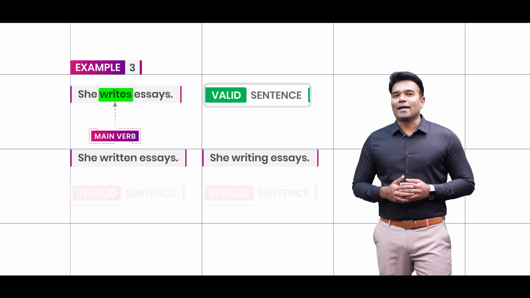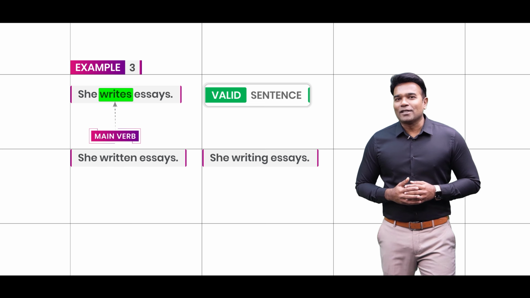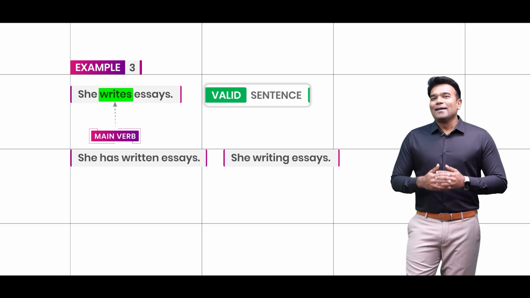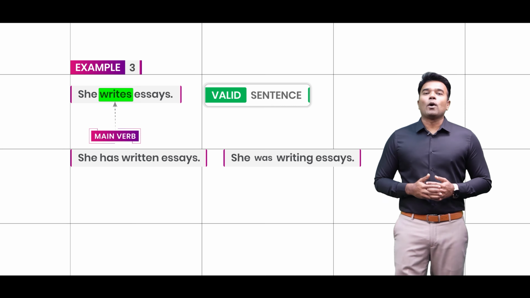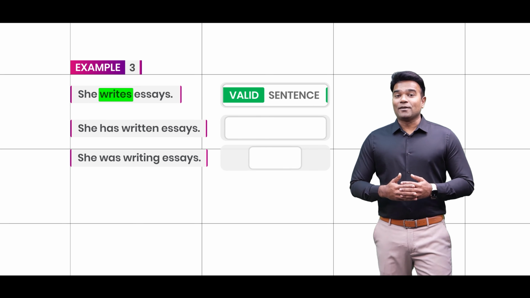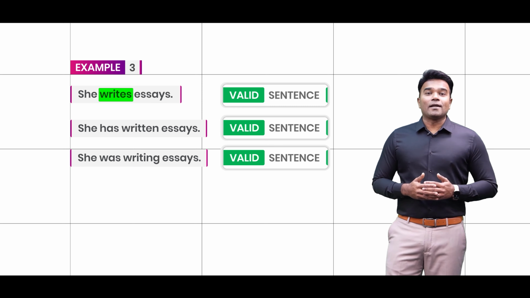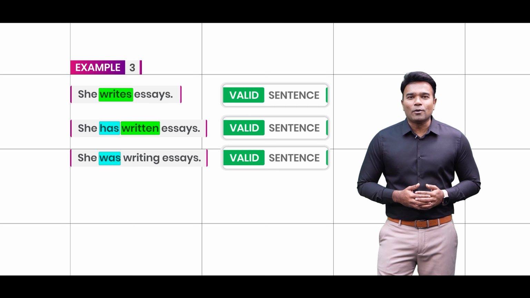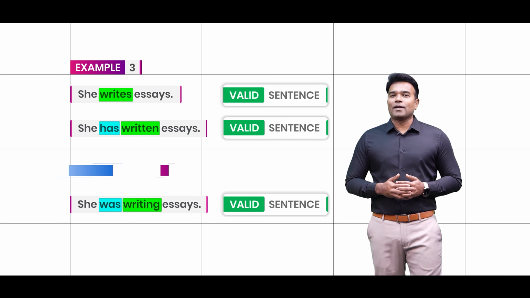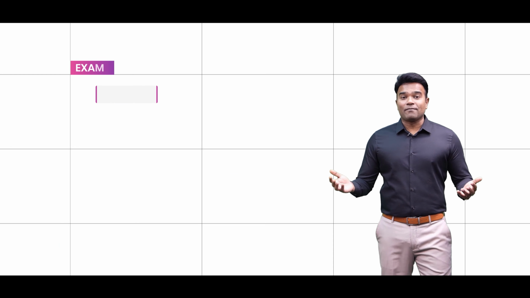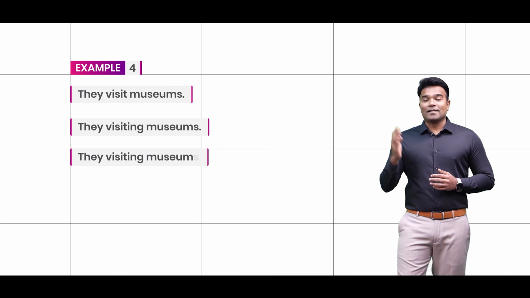And to make them valid, I will have to bring in the auxiliary verbs, and in the first instance, I shall bring in has, whereas in the next instance, I shall bring in was. And now you can notice that the sentences become valid sentences, and I am sure now in these sentences, you are able to clearly identify which verbs happen to be the main verbs and which happen to be the auxiliary verbs. Finally, look at these three sentences.